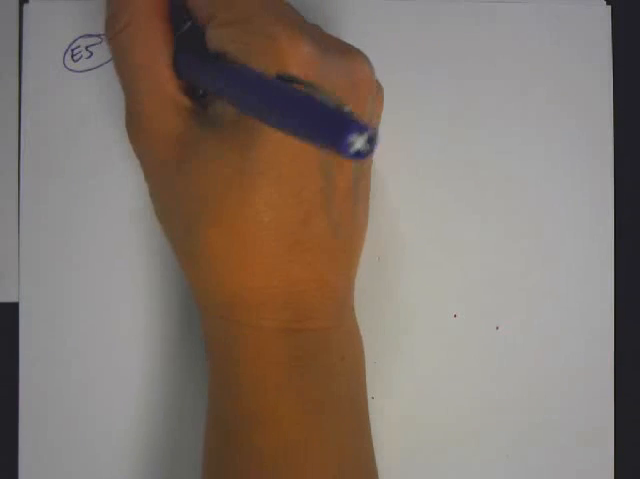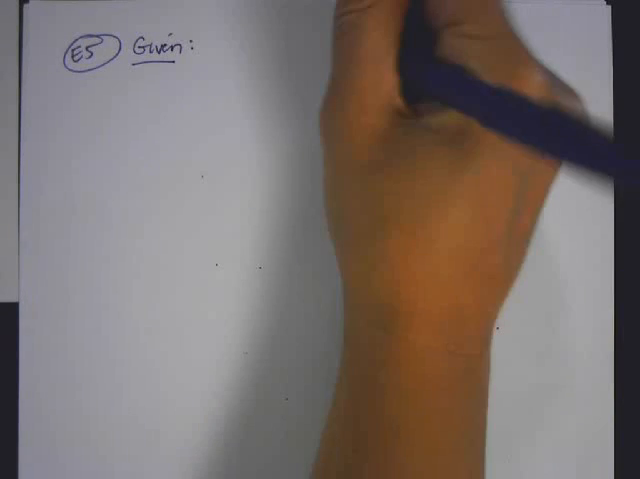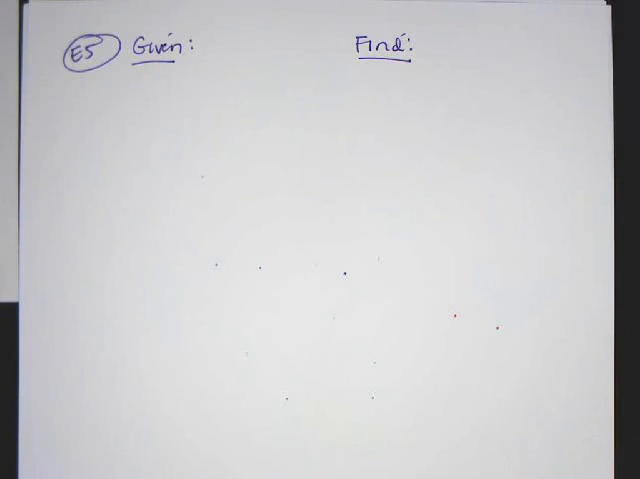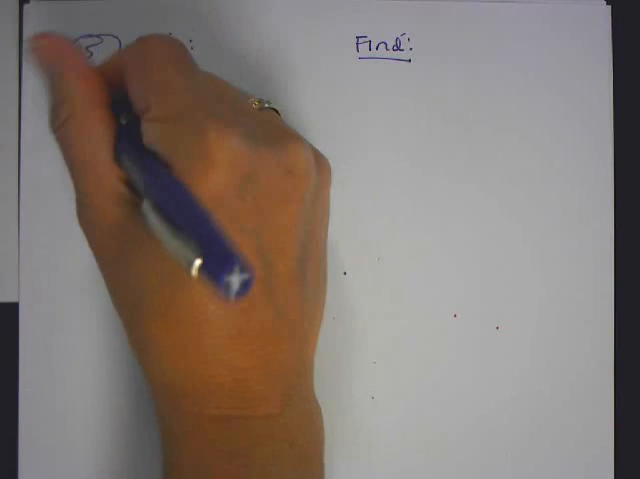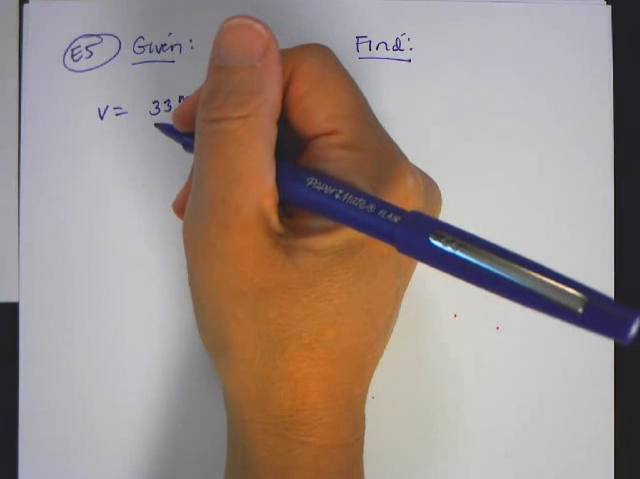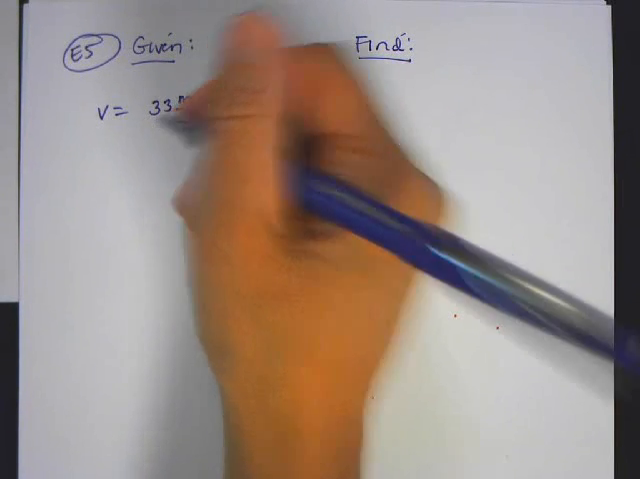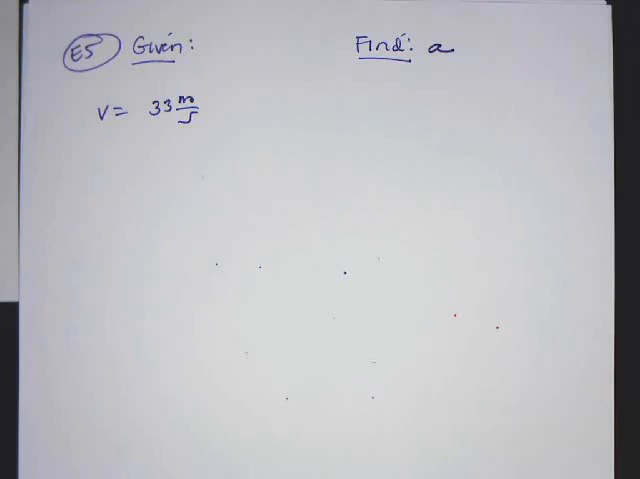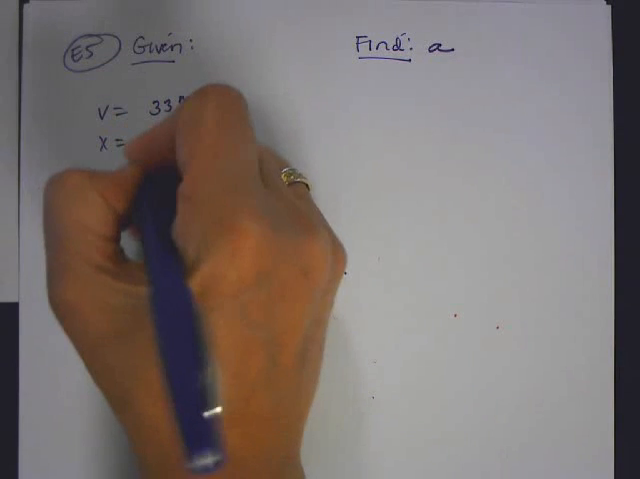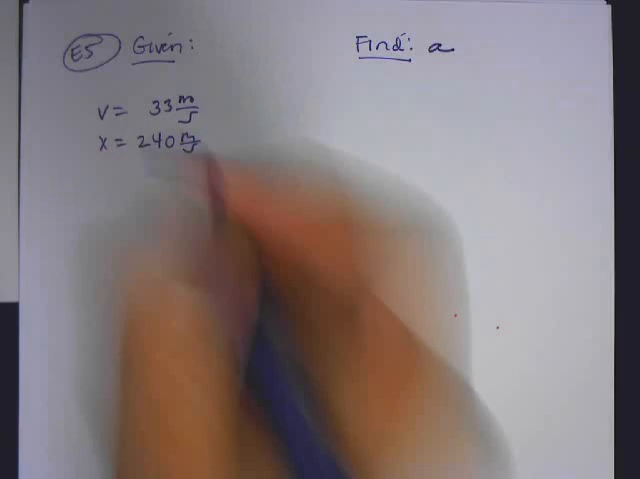Remember, we're always going to write our given and our find. So it says an aircraft has a liftoff speed of 33 meters per second. So maybe I'm reading that, and I know that's a speed, but maybe I'm not sure what that 33 is. What is the minimum constant acceleration? So now I want to find the acceleration. Does this require, if the aircraft is to be airborne after a takeoff run of 240 meters? So x is equal to 240 meters.